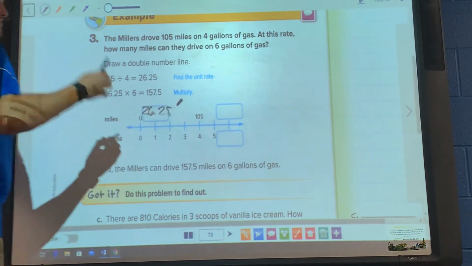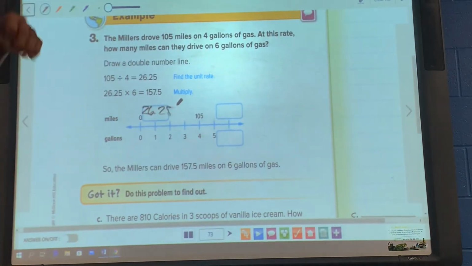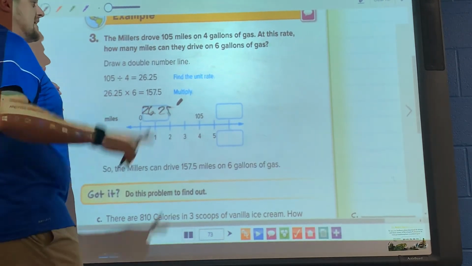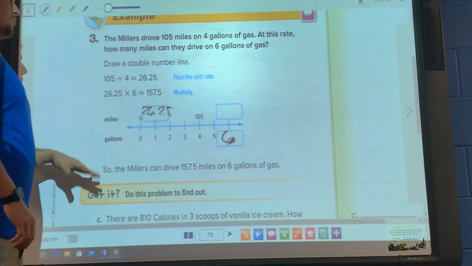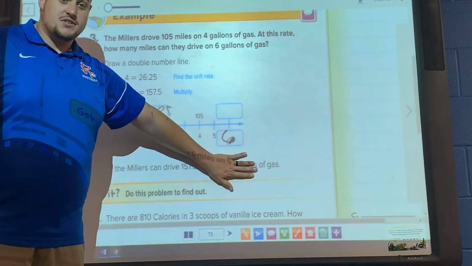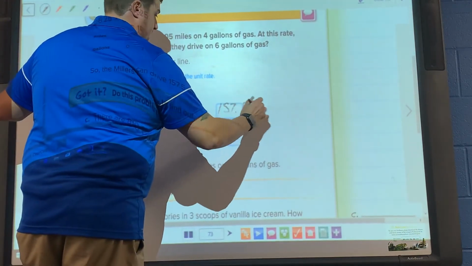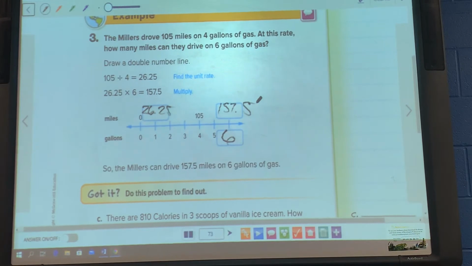26.25. What that means is, this rate means they can drive 26.25 miles on 1 gallon of gas. But our end game is we're trying to figure out 6 gallons of gas. So you're gonna take that unit rate times how many they want you to. So you multiply that out, you get 157.5. So that means they can drive 157 and a half miles on 6 gallons of gas.